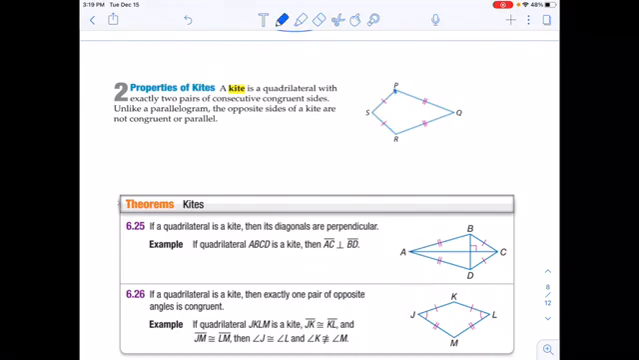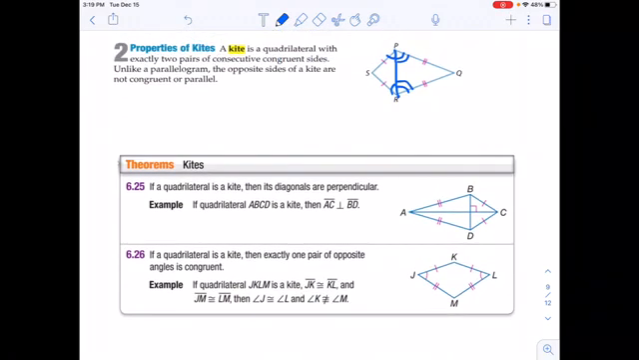I want to point out real quick that a kite is made up of 2 isosceles triangles. You have this triangle here, and you have the second one over here. If you recall from isosceles triangles, the base angles are congruent to each other. So that means we have our theorem here, 6.26, that where the two isosceles triangles come together and share a side are congruent angles. So in this case, angle J and angle L are congruent because that is where the two triangles come together and meet.